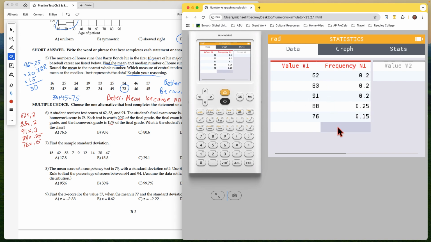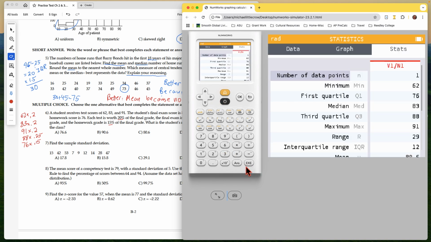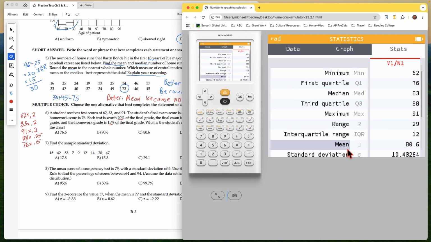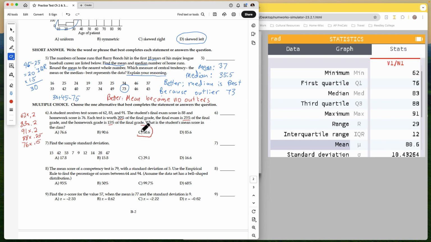So we've got all our data in here. It's weighted. We can do a check here. 15, 20. Okay, it's all looking good. Now we go over to stats, and we just look, what is the mean? It's going to be the weighted mean when we do it this way. So we just have to arrow down, and there's our mean. It's 80.6. There's C right there. That's our answer. Not bad. Just made a C or a B, right? 80% usually is a B.